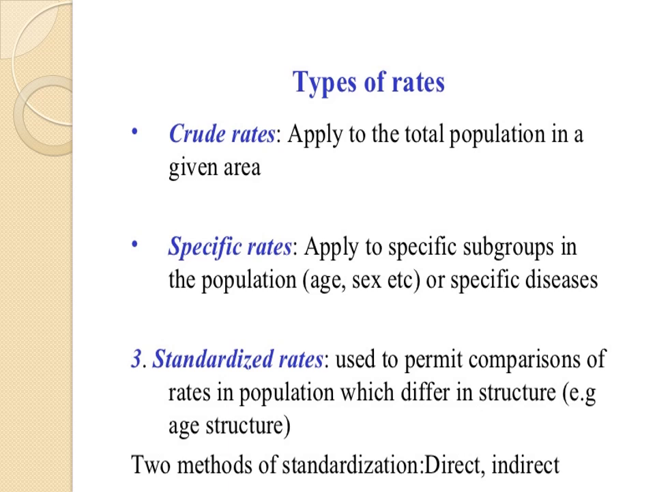Rates can also be standardized or adjusted rates, which are used to permit the comparison of rates in populations which differ in structure. That means that the two populations can differ by age structure, etc. There are two main methods of standardization. One is direct and another one is indirect, which will be dealt with later on.